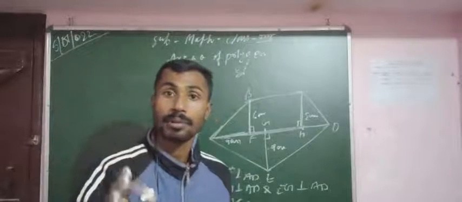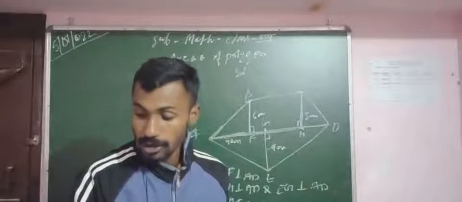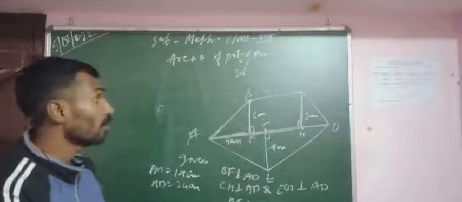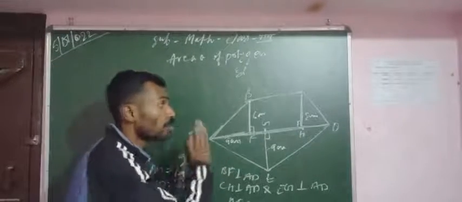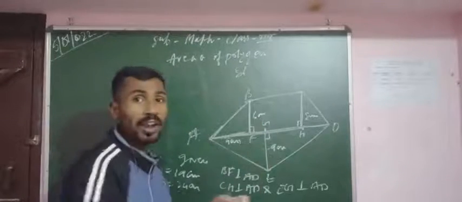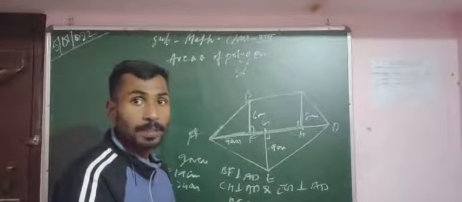Now you have to calculate the area of the given polygon. Look at the figure. We don't have any formula to find the area of such a geometrical figure. That means I don't have any formula with whose help we can calculate the area of this polygon.